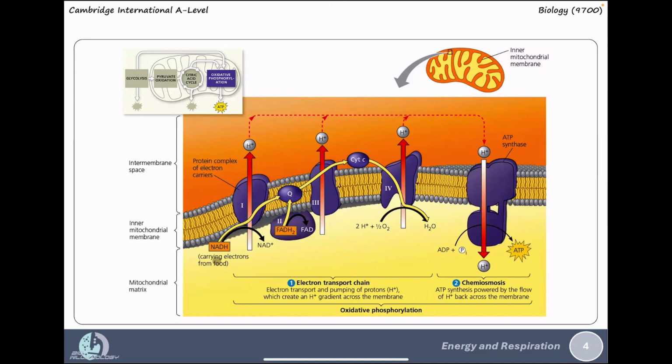Oxidative phosphorylation actually has two roles. First, to synthesize ATP. The second role is to regenerate NAD as well as FAD.